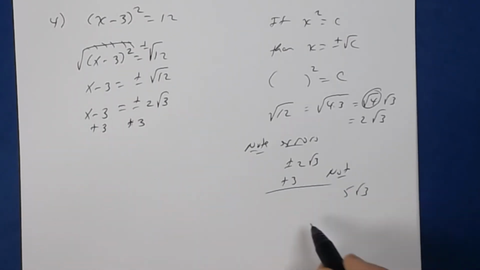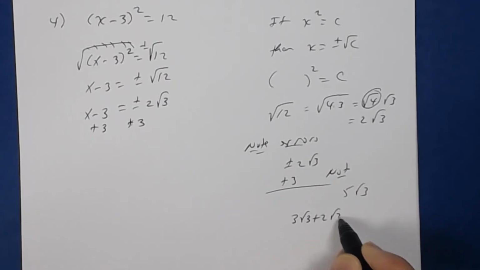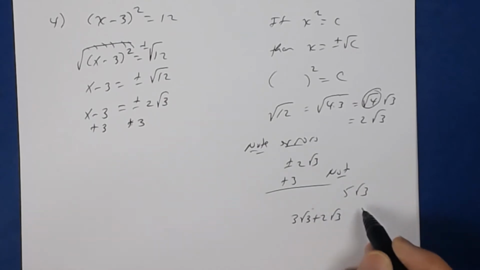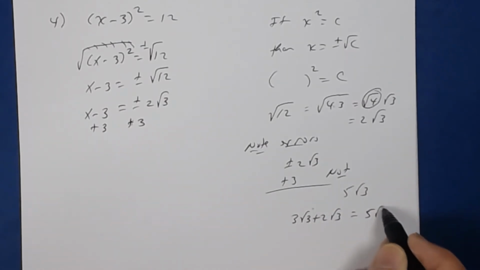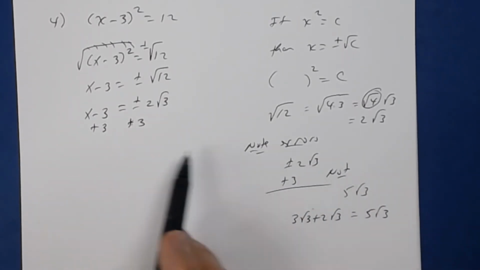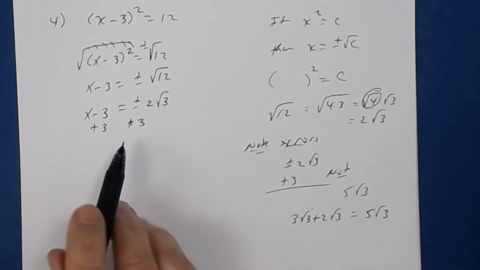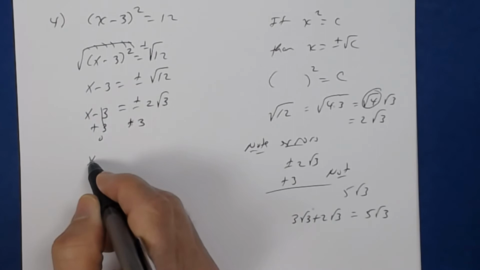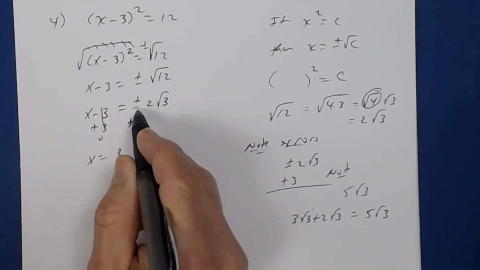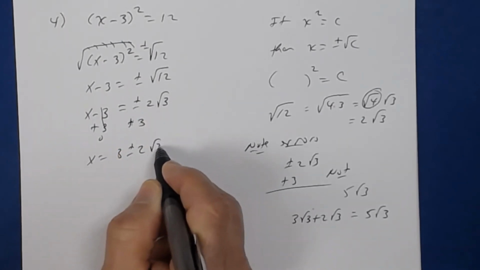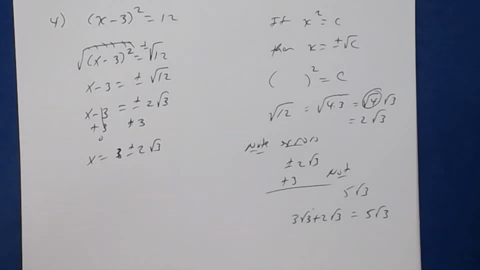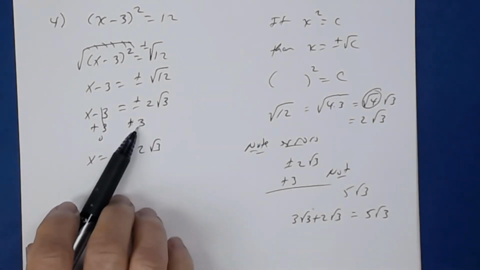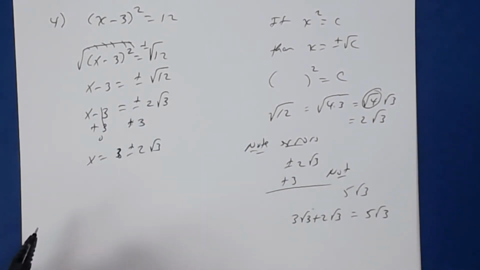It would be 5 square root of 3 if I had something like 3 square root of 3 plus 2 square root of 3. See how both of these terms have the square root of 3 in them? Then that would be 5 square root of 3. So don't make the mistake of combining them. All you're going to do is say this: x equals 3 plus or minus 2 square root of 3. That's what you're going to write.